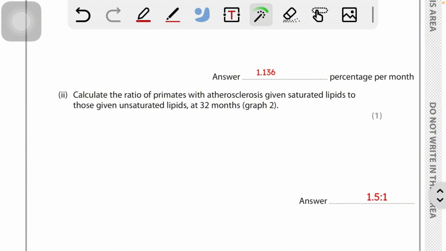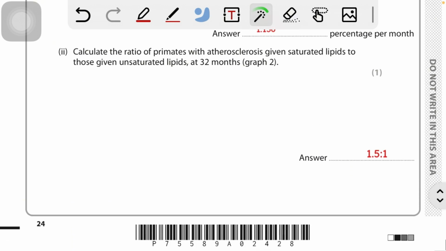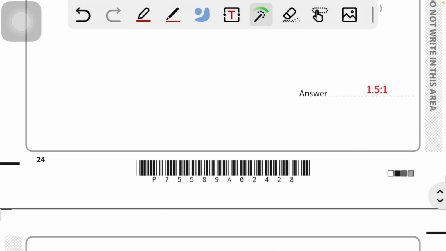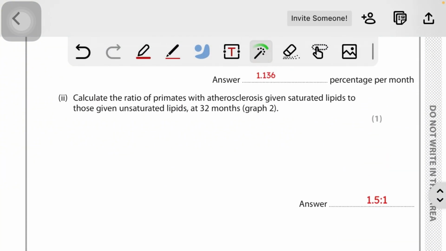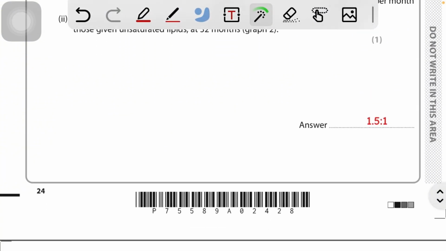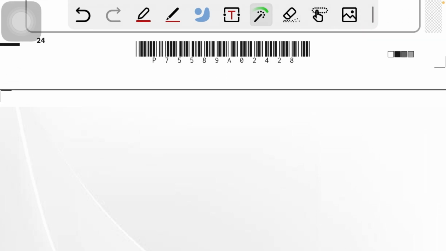Calculate the ratio of primates with atherosclerosis given saturated lipids to those given unsaturated lipids. So we just need to put a number and make a ratio out of it. Okay, like from the graph 2. So the answer can be 1.5:1.